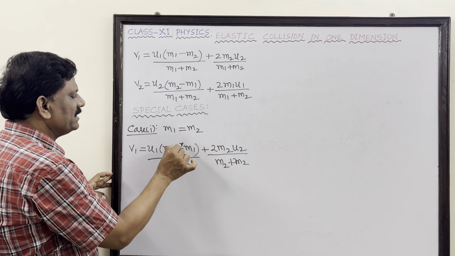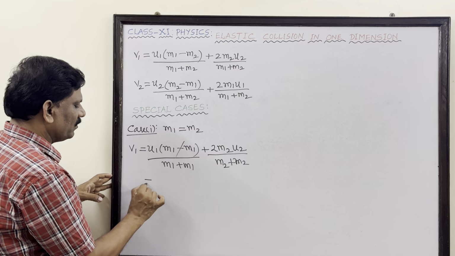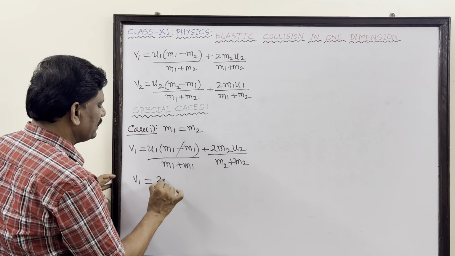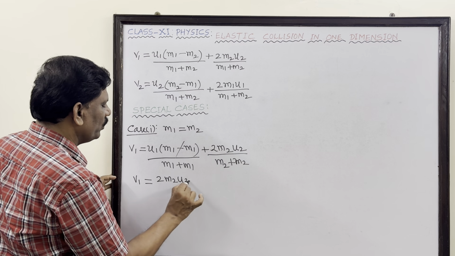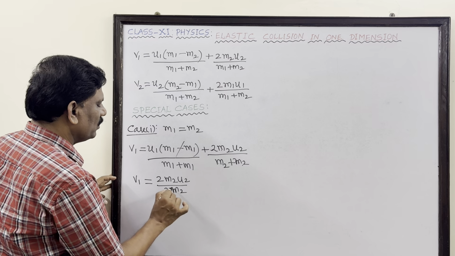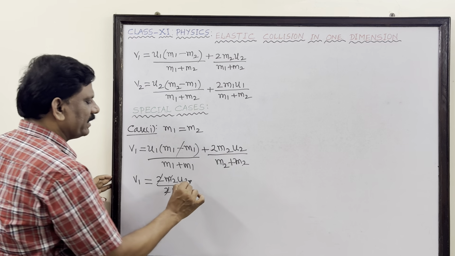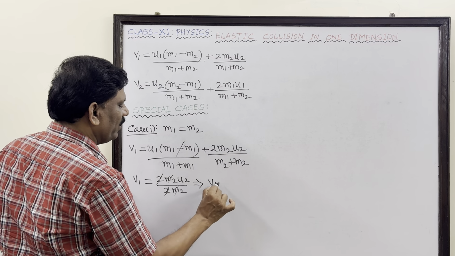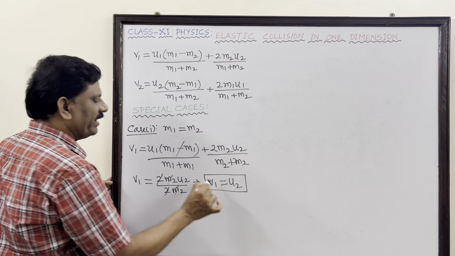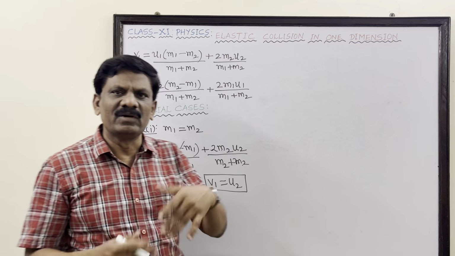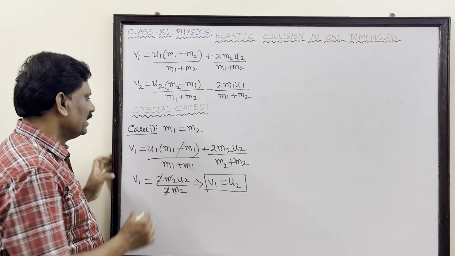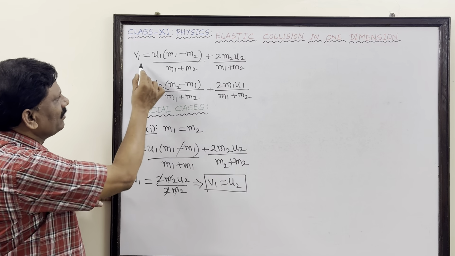So the first term will become 0 because m1 minus m1 is 0. So v1 will be equal to 2m2u2 divided by m2 plus m2, which is 2m2. So 2 and m2 get cancelled. This implies v1 is equal to u2. So the final velocity of the first body will be equal to the initial velocity of the second body. Understand that?